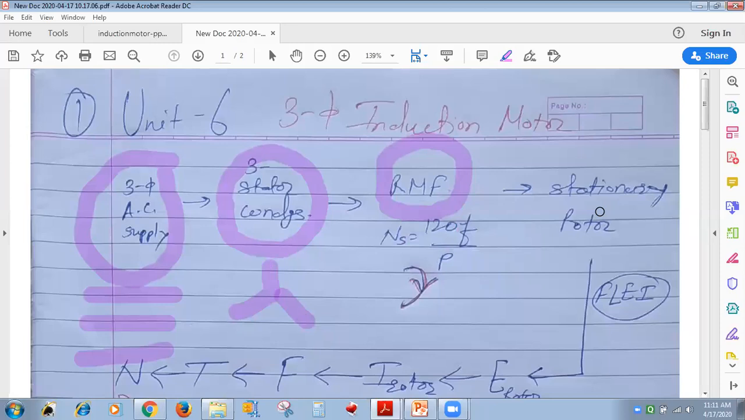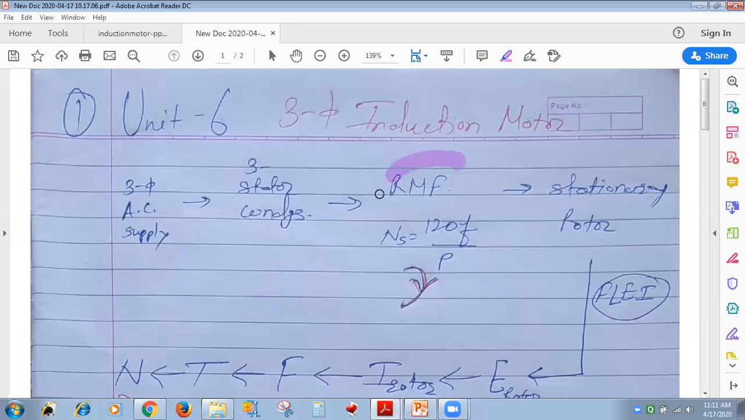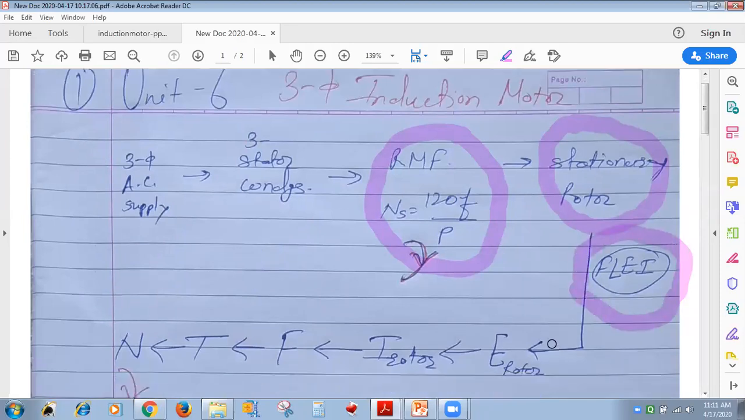The rotating magnetic field produced by the three-phase stator winding is coming in contact with the stationary rotor. It is rotating in clockwise direction at speed 1500 rpm. You can consider any rotor, squirrel cage or slip ring. Consider squirrel cage. So as per Faraday's law of electromagnetic induction, what will happen?